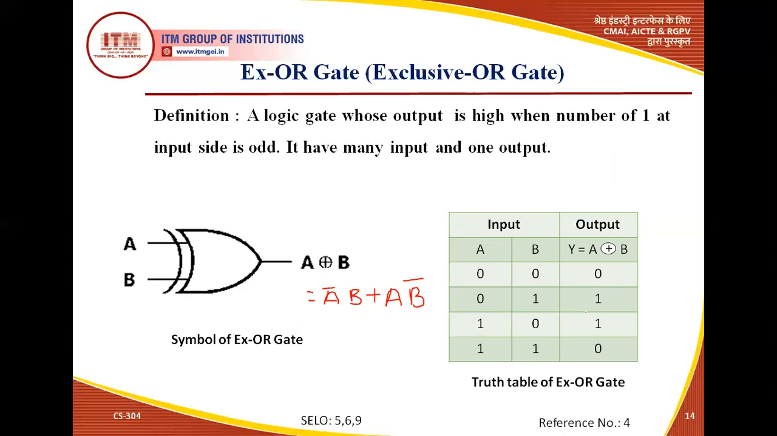But it is not the correct one. It is correct for two inputs. What if the number of inputs is increased? Then we cannot define it in such a way. So the correct definition of the XOR gate is that when the number of 1s at the input side is odd, then it will generate the output high, otherwise low. So in both cases, we see that the number of 1s is one, that means odd, so we get the output 1 or high. That is the correct definition of the XOR gate.